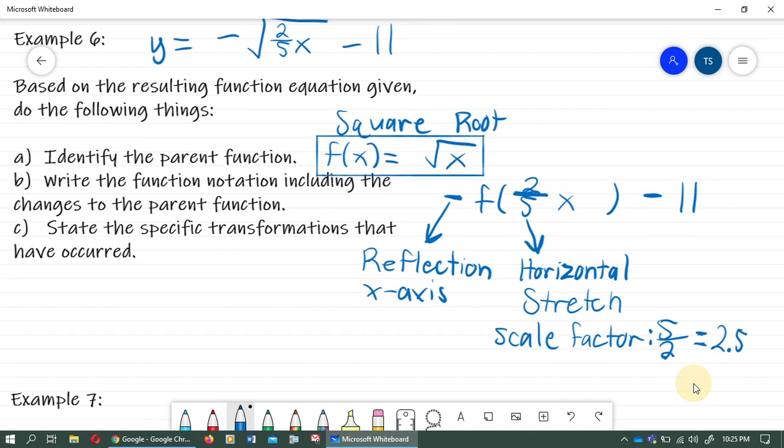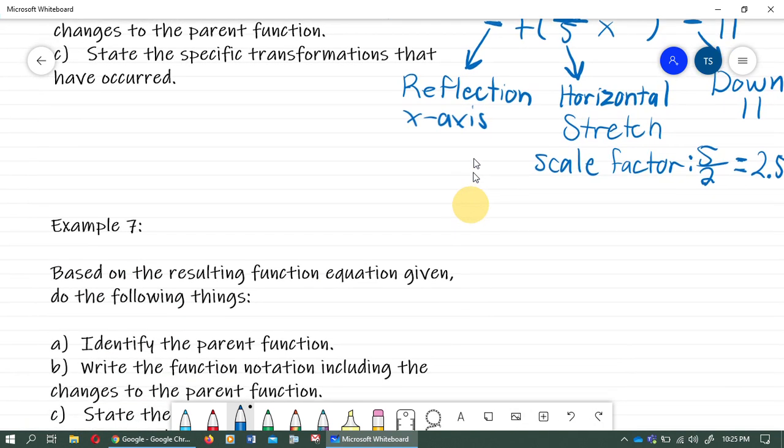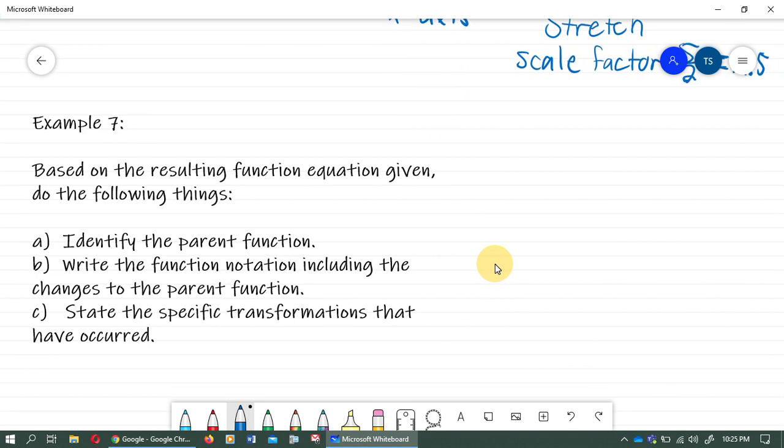And the last transformation happening here is because of this subtracting 11 on the outside, and that is down 11 units. All right, that's number 6. Next, number 7.